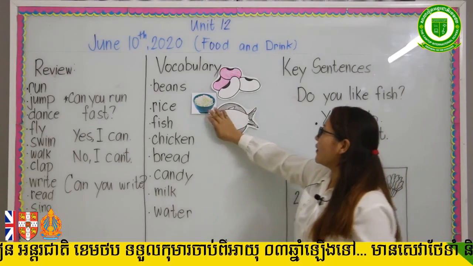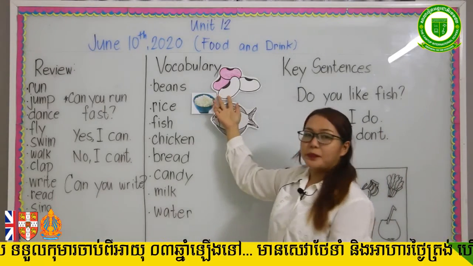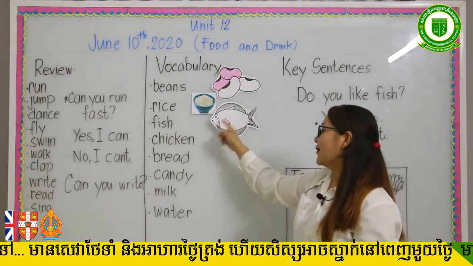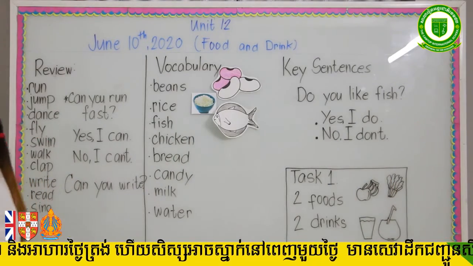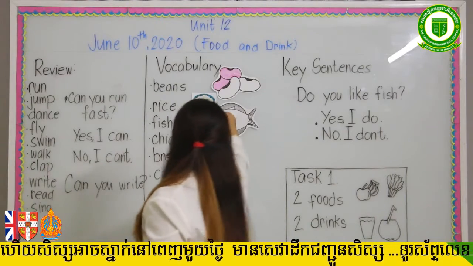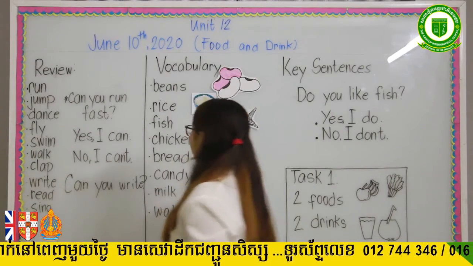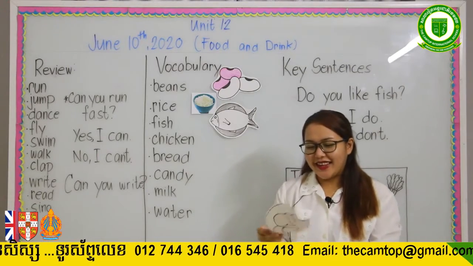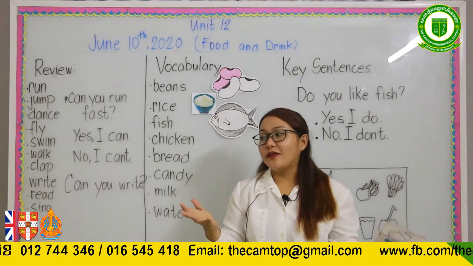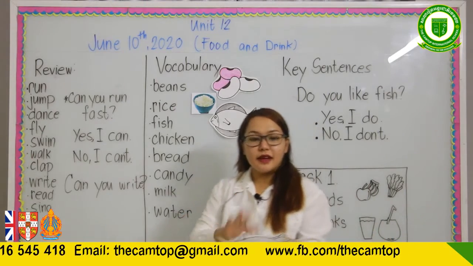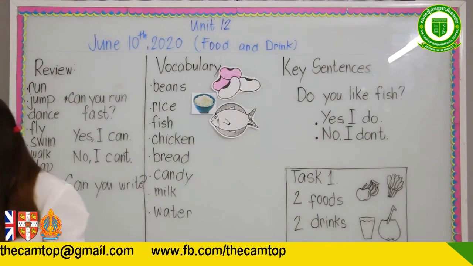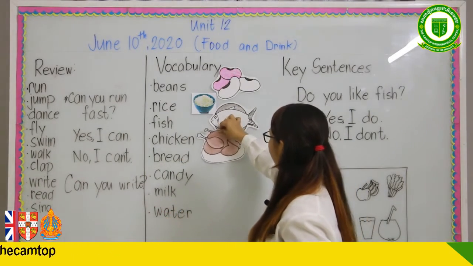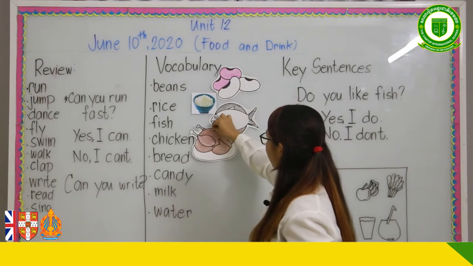All right, again, let's have a review. So far, we have your beans, we have your rice, and we have your fish. Next. Okay, I'm sorry, I'm going back and forth. All right, next, we have your chicken. Okay, so chicken, I love chicken as well. And it's a common food here as well, right? So again, we have your chicken.